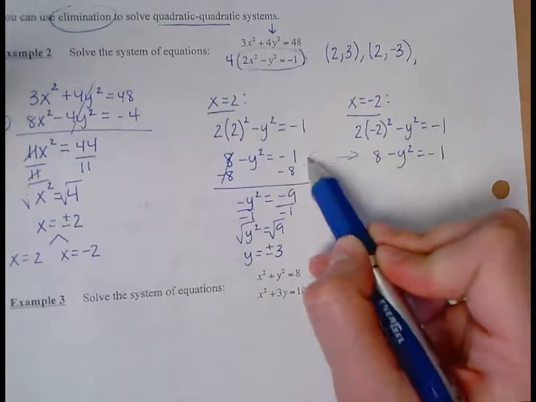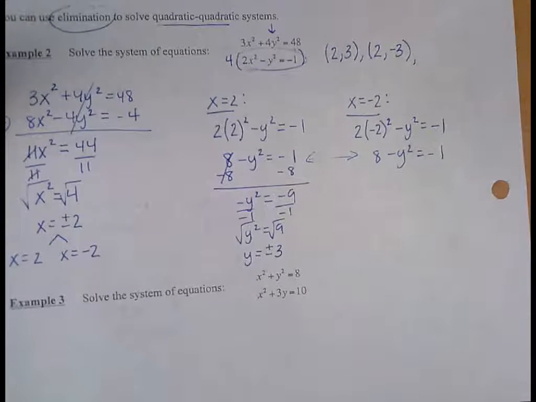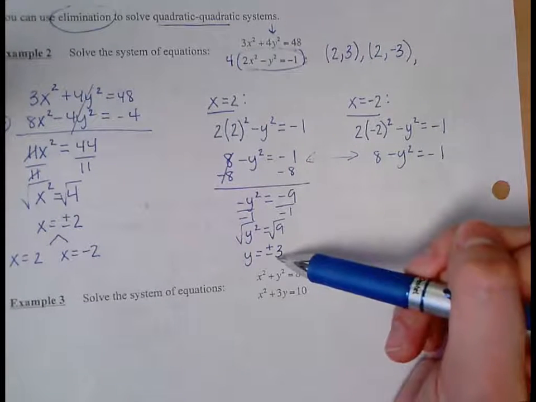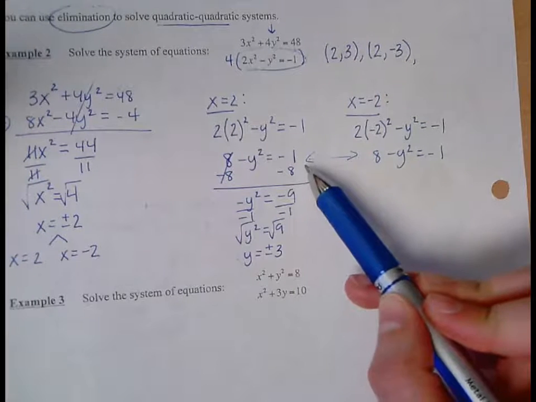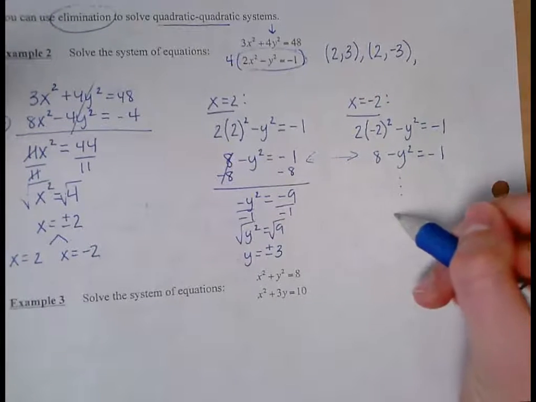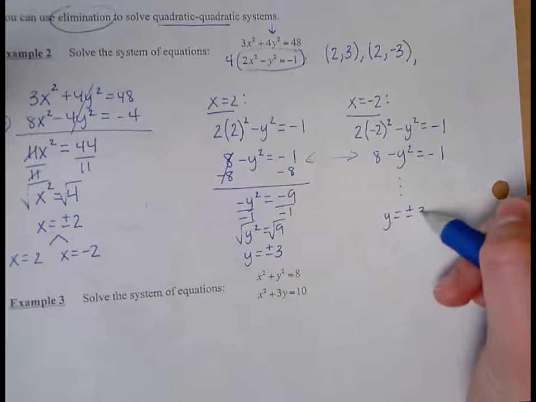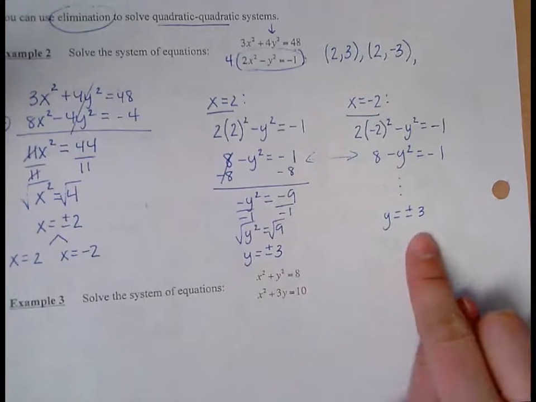Notice these are the exact same. So if I substitute in positive 2 or negative 2, this equation is going to come out the same as the previous one. So I could go through all the steps again. If you realize it is the exact same, I can just say, okay, the solutions are going to be positive and negative 3 for the y.